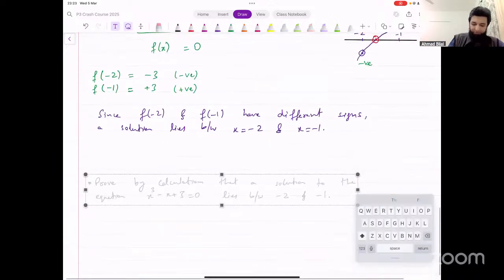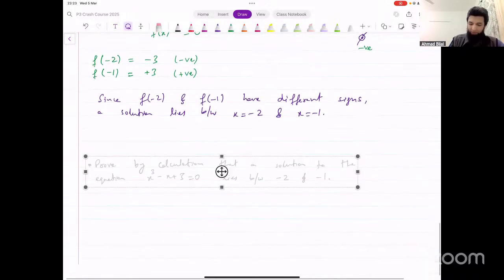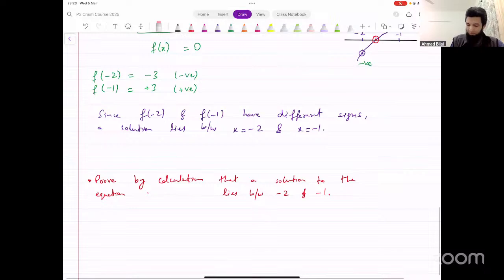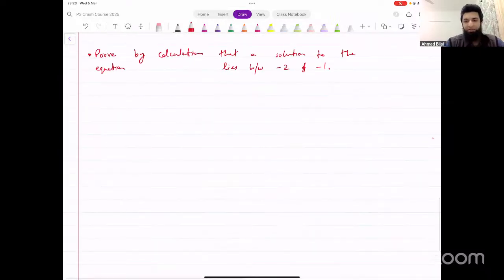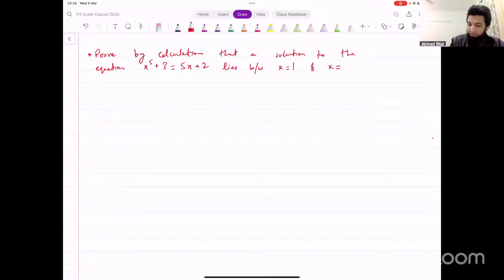Let's say you have another equation now. Instead of x cubed minus x plus 3, what if you have an equation that looks like this? x raised to the power 5 plus 3 equals 5x plus 2. We have to prove that the solution to this equation lies between x equals 1 and x equals 2.